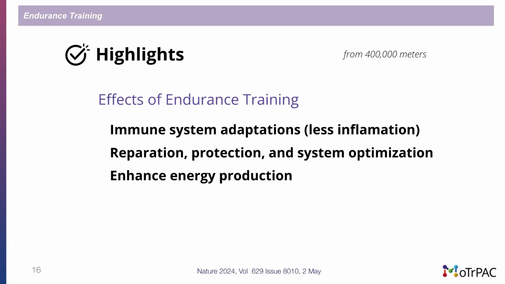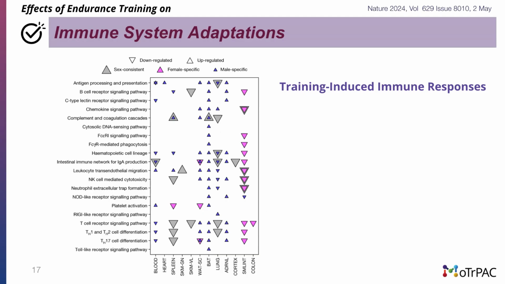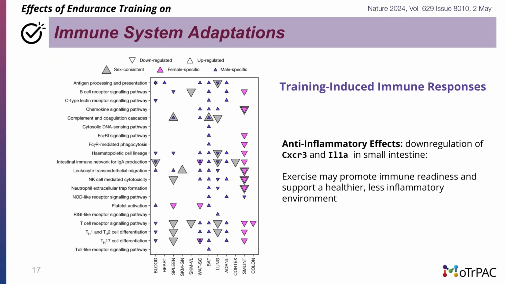So some of these highlights of the effects of endurance training are immune system adaptation, less inflammation, let's say, or that's what we found. Optimization of the repair and protection machineries, and of course, enhanced energy production. Plus, I'm going to show you some interesting sex differences. All right, let's go with the immune system adaptation. As you can see in these figures, endurance exercise training modulates immune pathways across multiple tissues. The tissues are each of the columns, with sex-specific and tissue-specific immune adaptation. One of the remarkable findings was the downregulation of pro-inflammatory cytokines in the small intestine, for example CXCR3 and IL-1A, which were downregulated, suggesting reduced immune cell recruitment and lower inflammation.